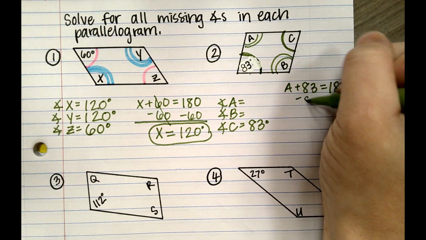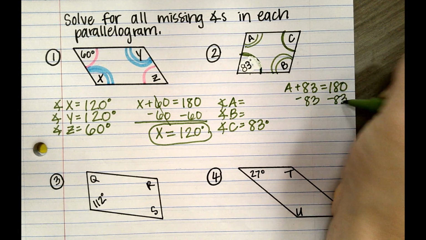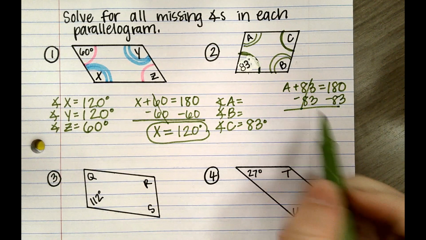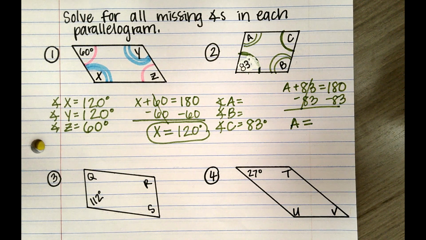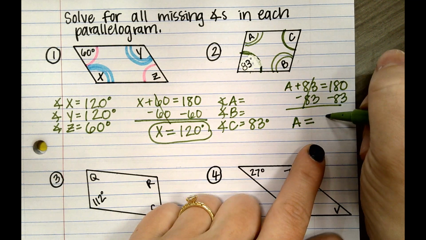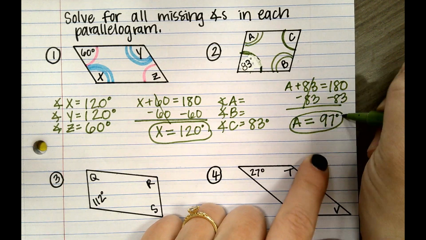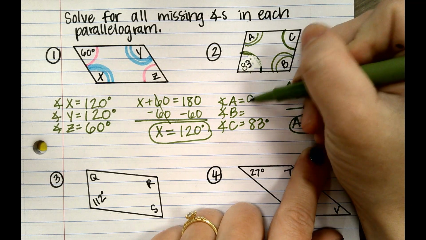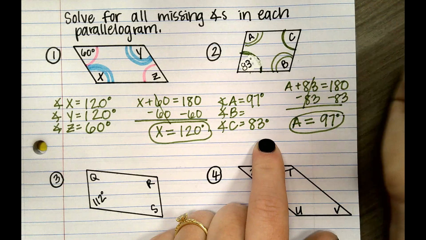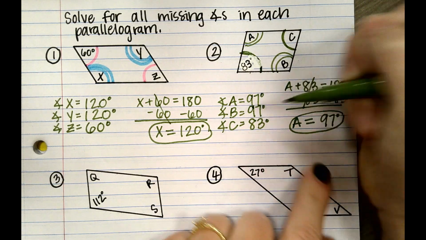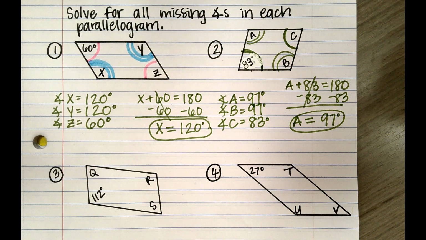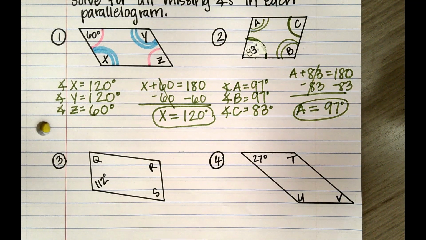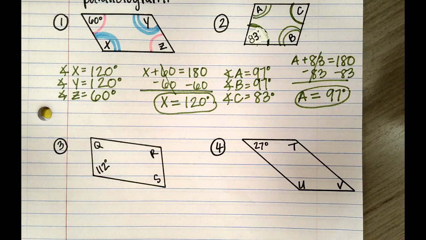So then we'll subtract 83. And we get A equals, let's see, is that 97? Yep, 97. So if angle A is 97, so is angle B. Good. It's not too difficult, I hope.